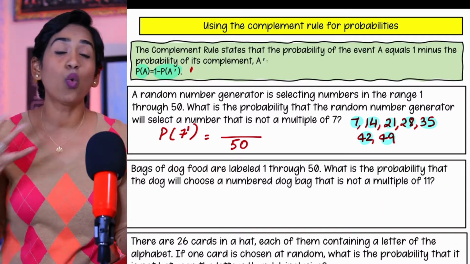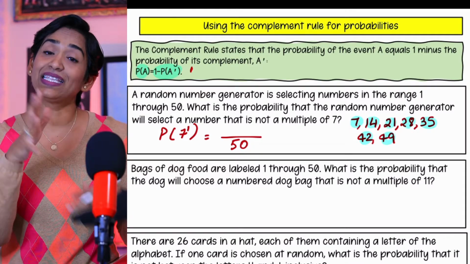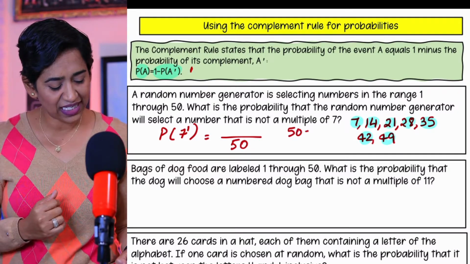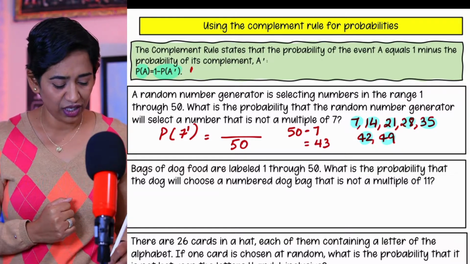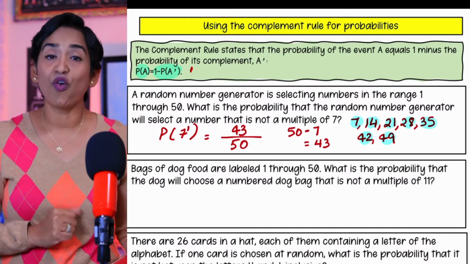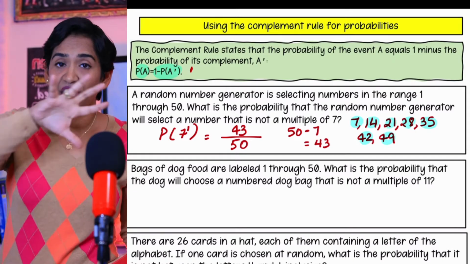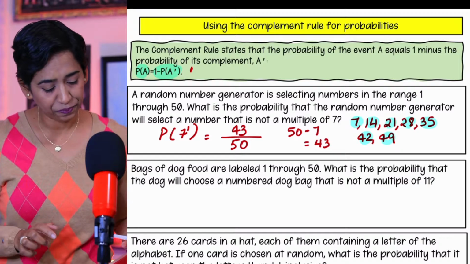But I do not want multiples of 7. So if 7 of them are multiples, the rest of them are not multiples. From 50, if I take away these 7 multiples, I'll end up with 43. So it's 43 over 50. Okay, so not multiples of 7: if I take off the 7 numbers, the rest of them are not multiples of 7.